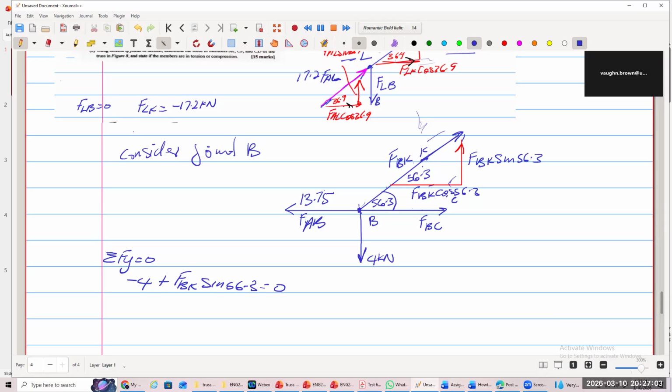And so our F_BK is going to be equal to 4 divided by sine 56.3. Can somebody work that out for me? 4.8.